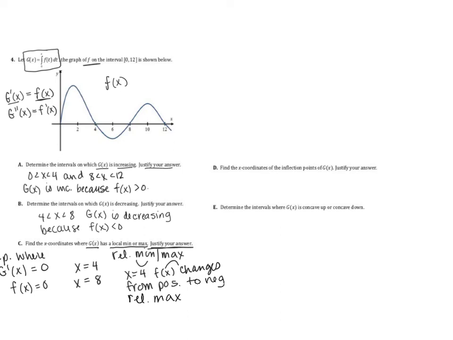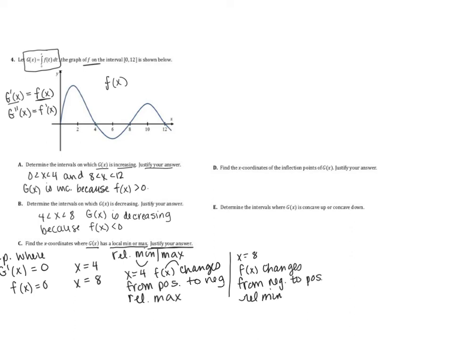And then over on the other side for x equals 8, f of x changes from negative to positive. So that tells me we have a relative min.